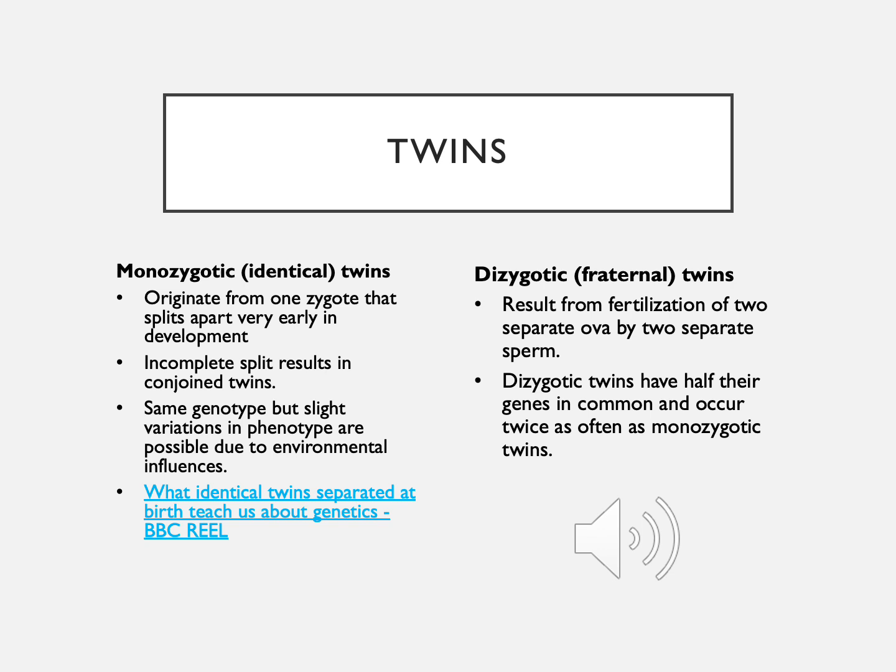Monozygotic twins are identical twins, and they originate from one zygote. This one zygote splits very early in development. If the split of the zygote is incomplete, this could result in twins being conjoined. So again, they are forming within one egg. There is a split of that one egg, and there could be complications during that split, which results in twins being conjoined.